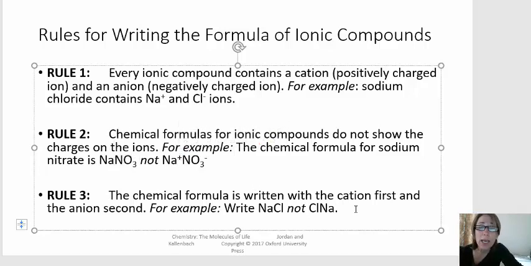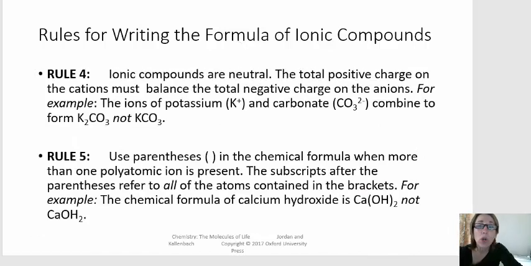Rule number 3, the cation is always written first. And generally, the cation is going to be a metal cation. Rule number 4, and this is what you're going to use to determine the overall formula for an ionic compound: ionic compounds are electrically neutral. So what that means is the positive and the negative charge of the ions cancel one another out. And so you use that to determine the formula.